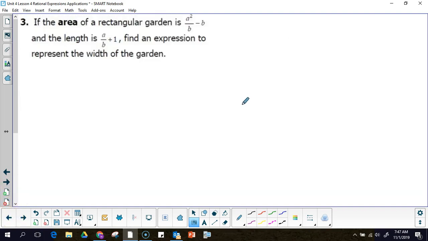Okay, so this next one is, this is the area of a rectangular garden is this expression right here, and the length is this expression. So to find area is length times width. We need to find the width. So if we solve for W, we get A divided by the length.